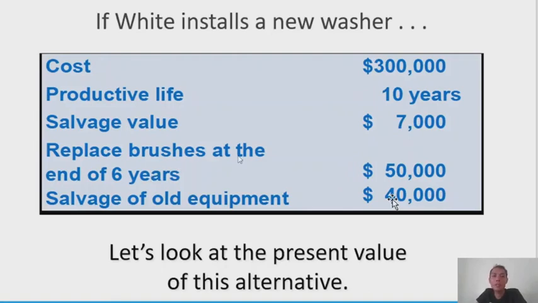And then itong replace brushes at the end of 6 years, so ito ay parang repair and maintenance. So you will incur 50,000 sa year 6. So ang epekto nito is pabawas.